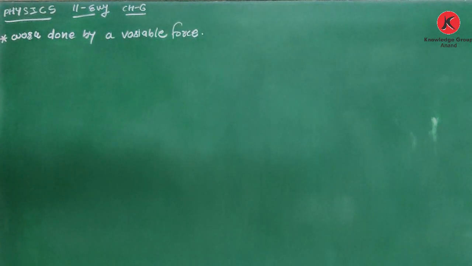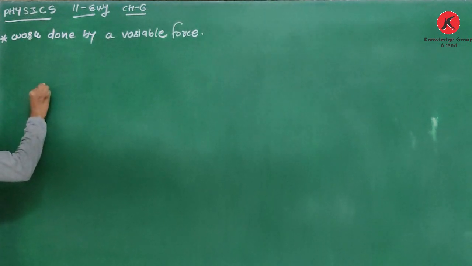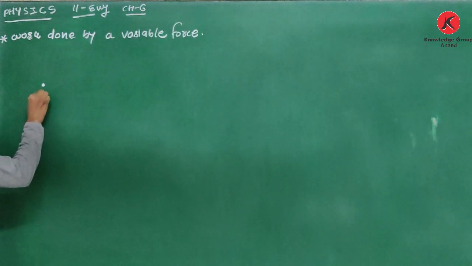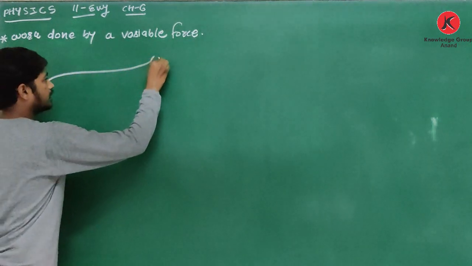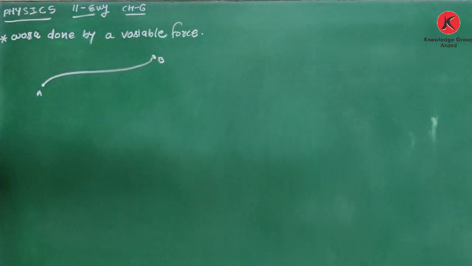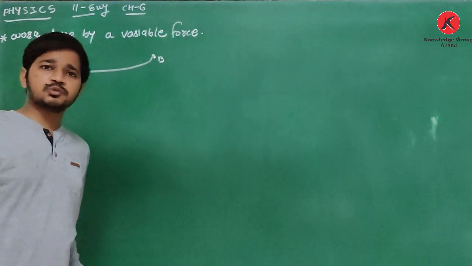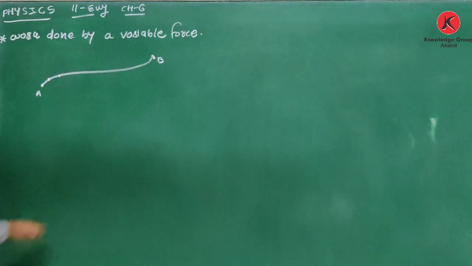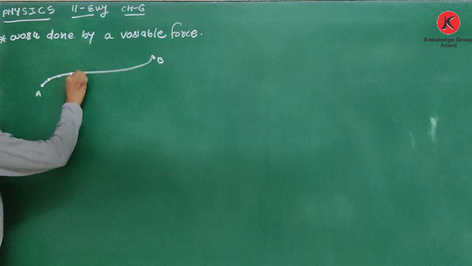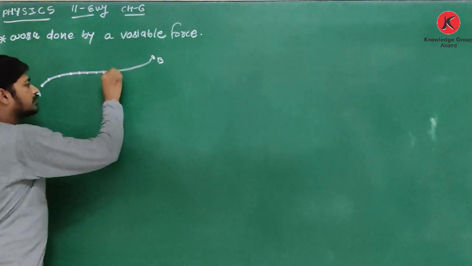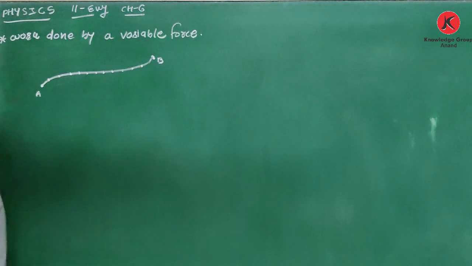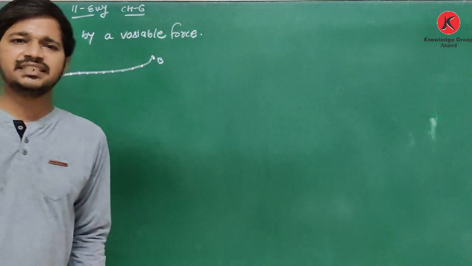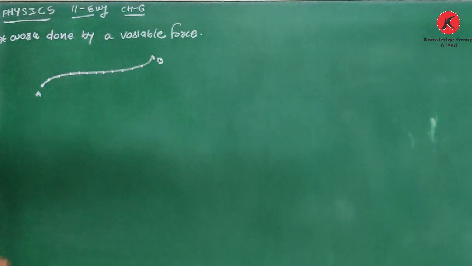See, what is work done by a variable force? Suppose one object is moving from point A to B, A the initial position, B the final position, under the influence of a variable force. Variable force means at this point the force is different, at this point the force is different, at each and every point the force is different, meaning the force is varying.